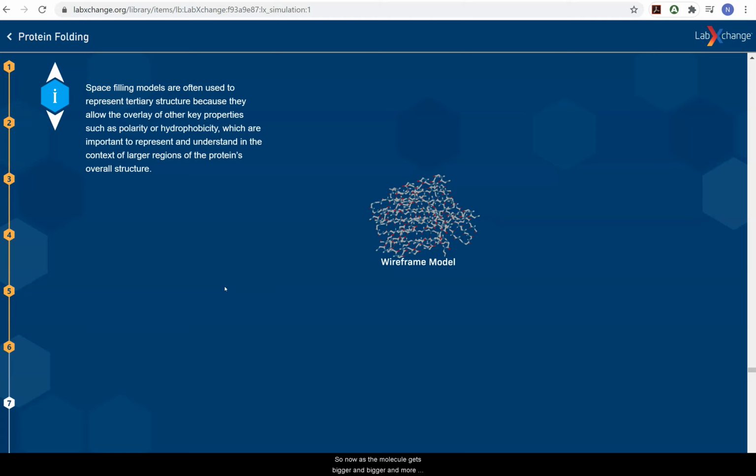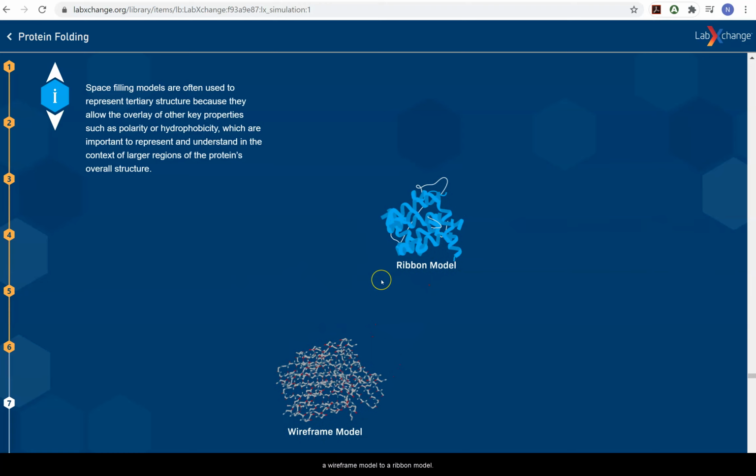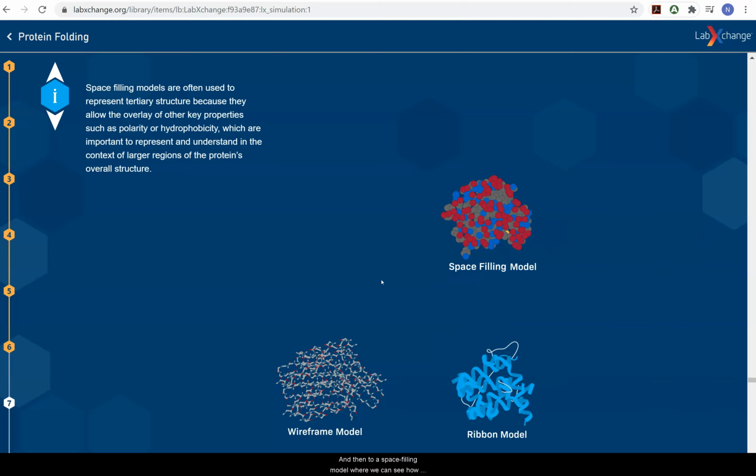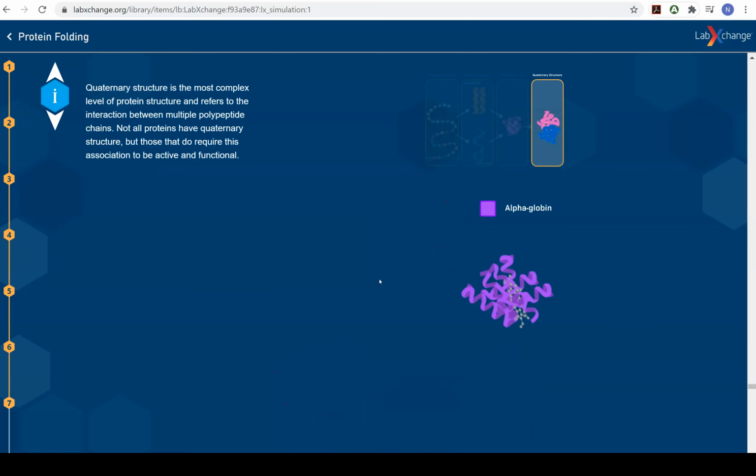Right, so now as the molecule gets bigger and bigger and more complicated, we might move from looking at it as a wireframe model to a ribbon model, and then to a space-filling model, where we can see how much space it takes up in three-dimensional space. Right. The final structure of the protein, called quaternary structure, is the most complex structure of all, and it depends upon the tertiary structure. So for these, you've got multiple polypeptide chains all coming and interacting together.